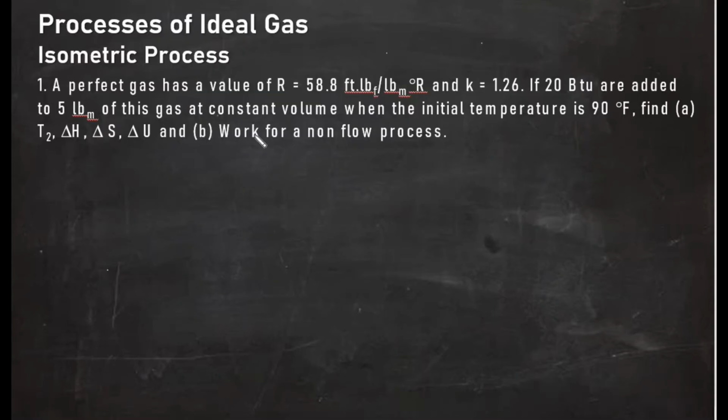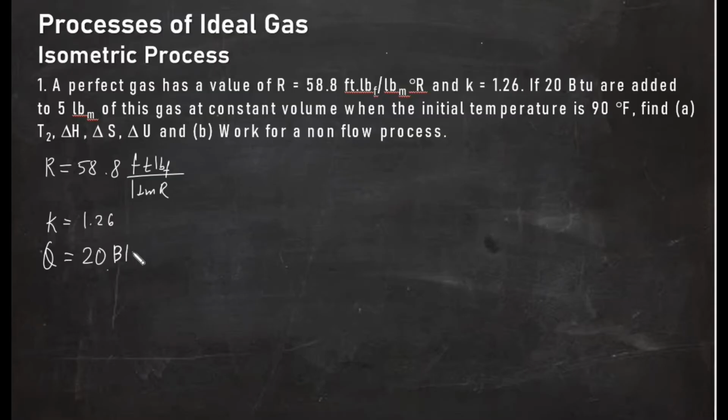A perfect gas has a value of R equal to 58.8. Let's write that down. R is your specific gas constant, 58.8 foot-pound force per pound mass Rankine, and we have k equal to 1.26. If 20 BTU are added to 5 pounds of this gas, so we have Q, meaning 20 BTU of heat is added to this gas, and the mass of the gas is 5 pounds.